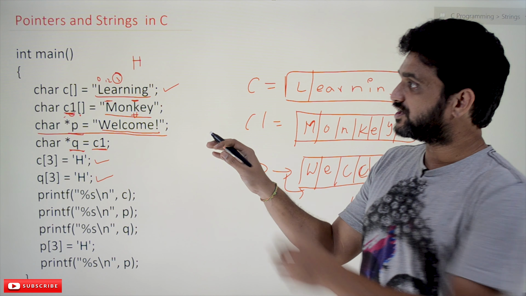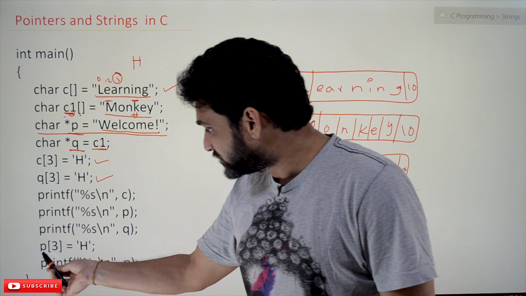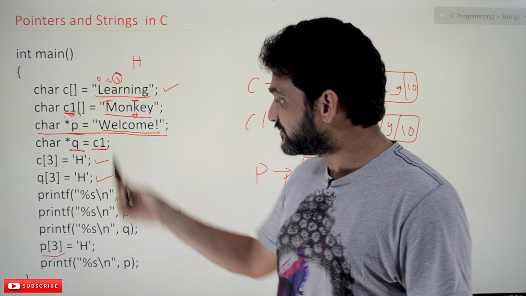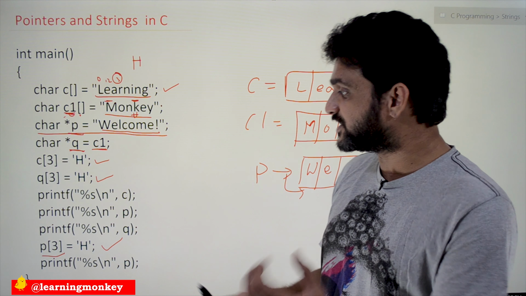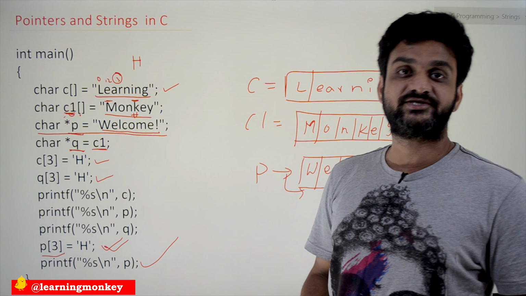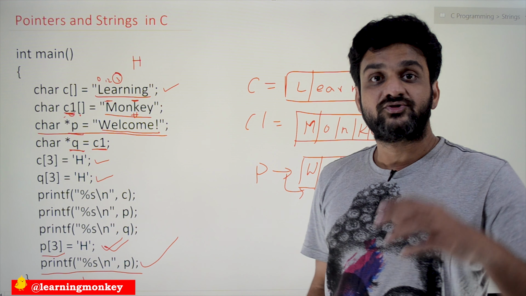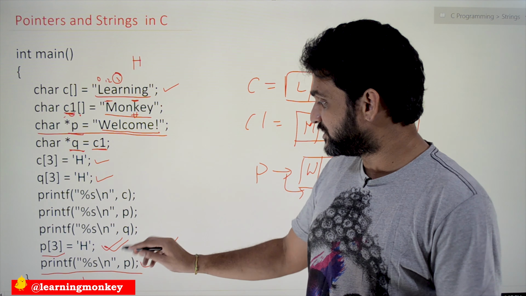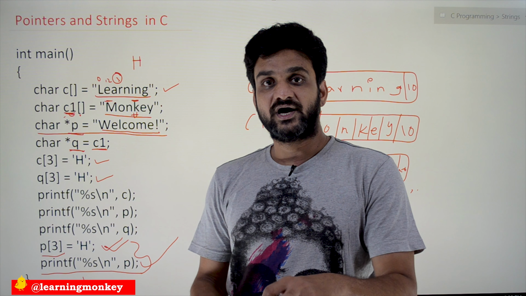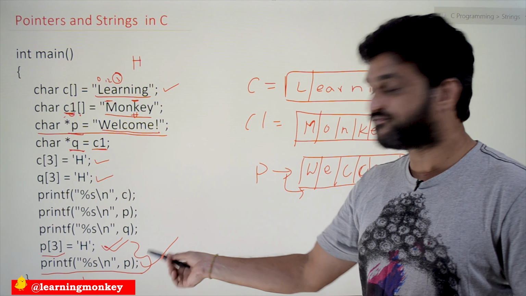So let's try to execute this program and check what output we are going to print here. Here we try to change the P of 3. P of 3 is a string pointer, which is not possible. The compiler is not going to generate any errors, but this printf will never get executed. If any lines are there below it, those lines will also not get executed. So the program's behavior is undefined.